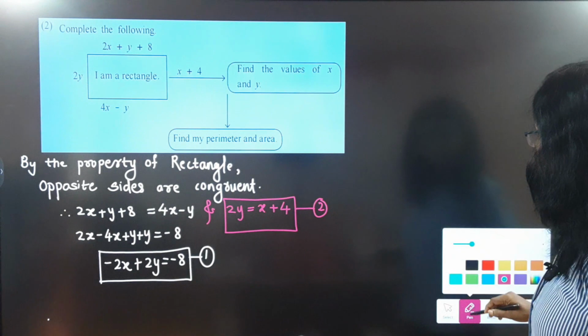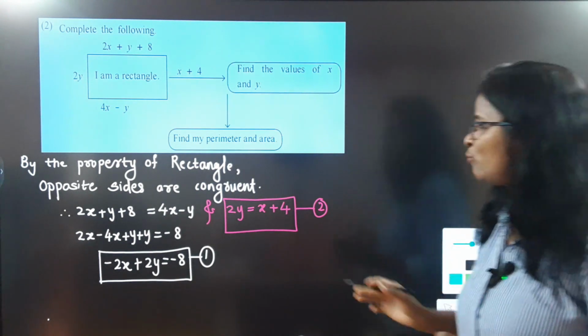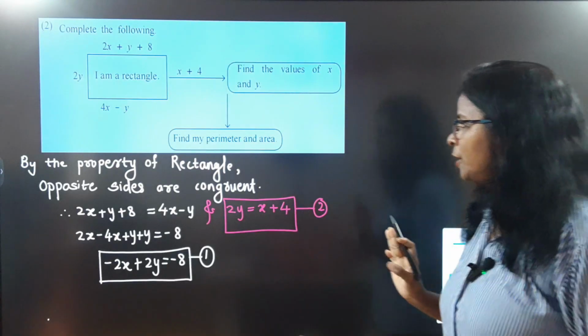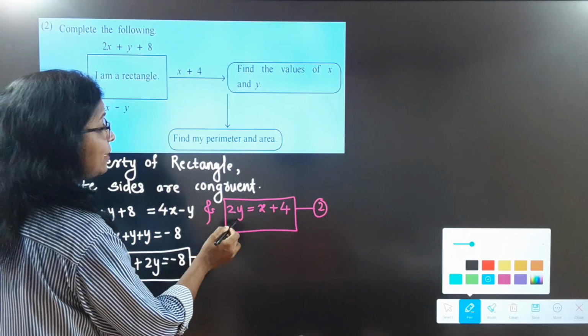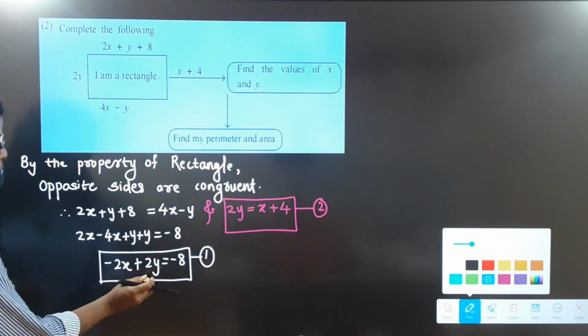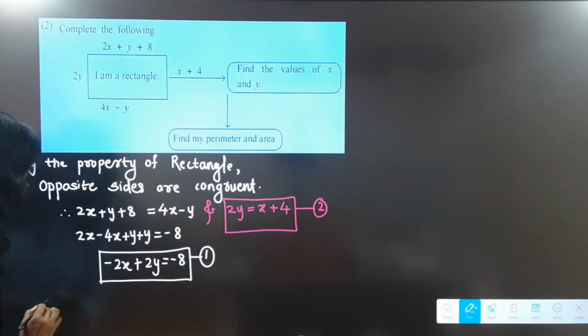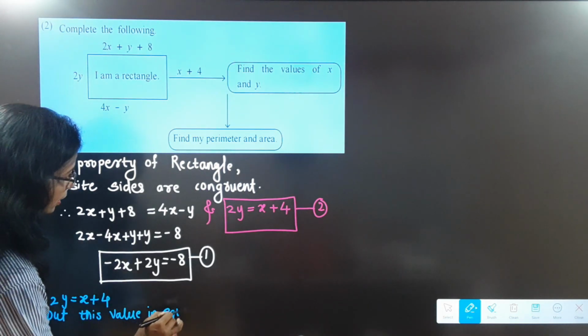Now here students, we have to find out the value of x and y. So that means we have to solve these two equations. So now here we can use the substitution method, because here the value of 2y is given. 2y is equal to x plus 4. So we can substitute the value of 2y here also. Okay. So here we say that 2y is equal to x plus 4. Put this value in equation 1.